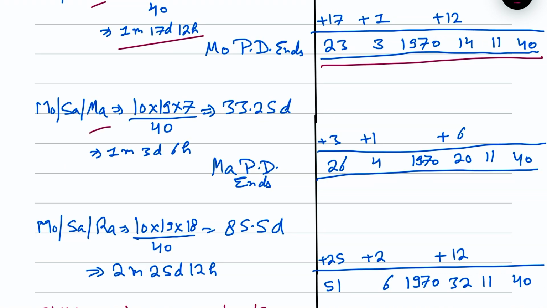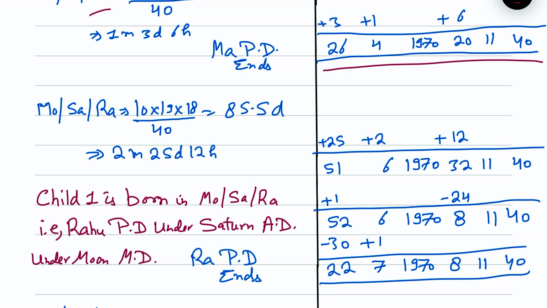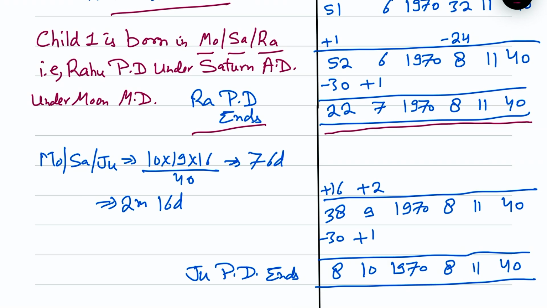Then comes Mars for 7 years. If we add 1 month, 3 days, and 6 hours, we get this value. After that comes Rahu. Rahu is of 18 years, so we do the calculation. It comes as 2 months, 25 days, and if we add it, we get 22/7/1970. The native was born on 19/6/1970. So we can say the native was born in Moon Mahadasha, Saturn Antardasha, and Rahu Pratyantardasha. So we have to do the calculation till this end.